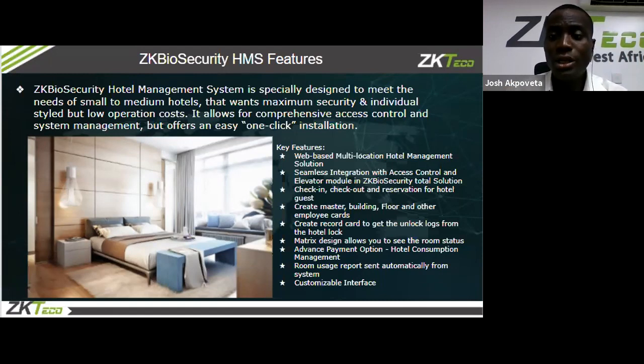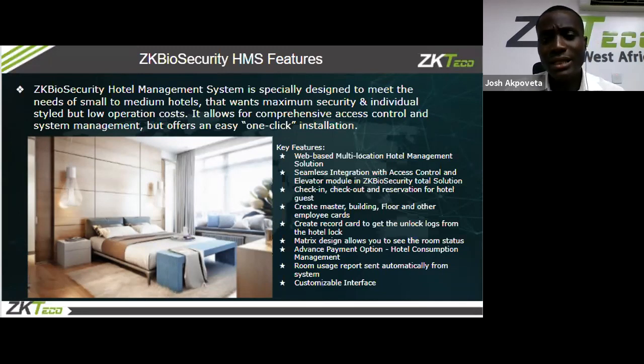This is a unique value that ZK Biosecurity is offering. It's giving you an opportunity to own the process in your hotel and also upscale your operation, but do so at a very affordable price using a means of installation that is very easy to do.